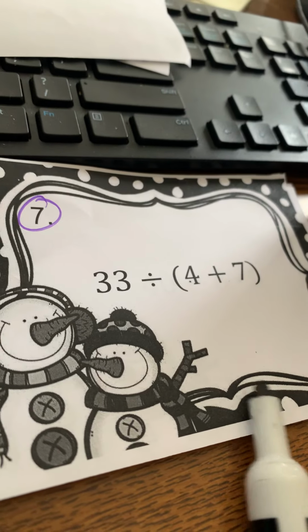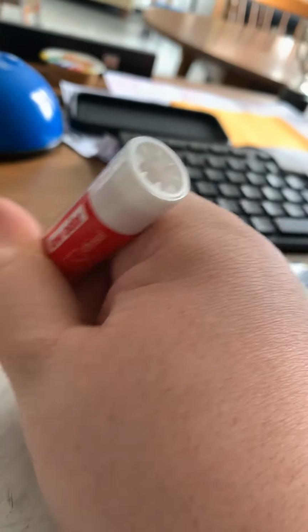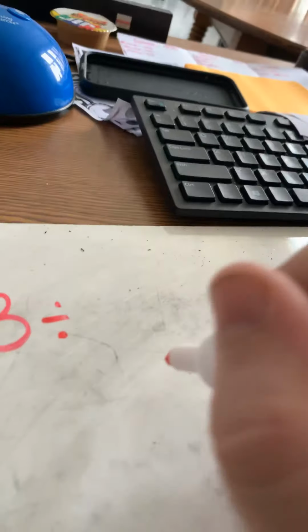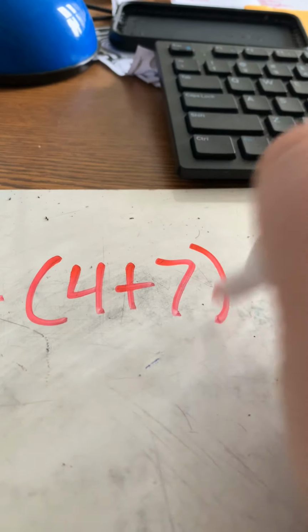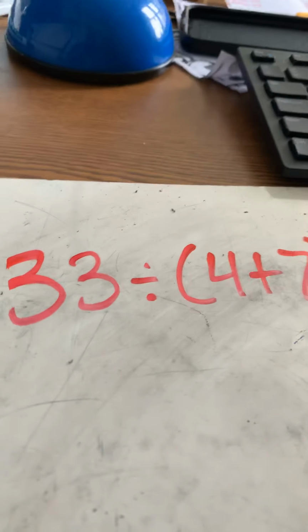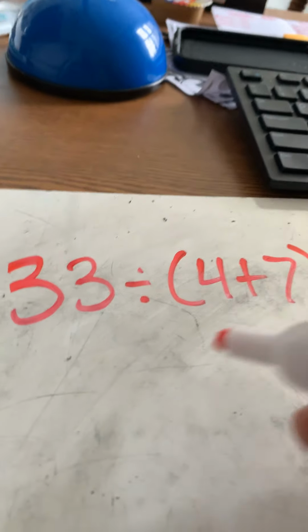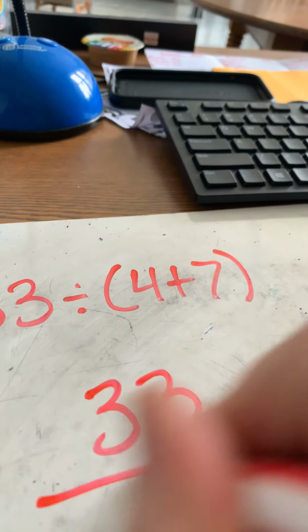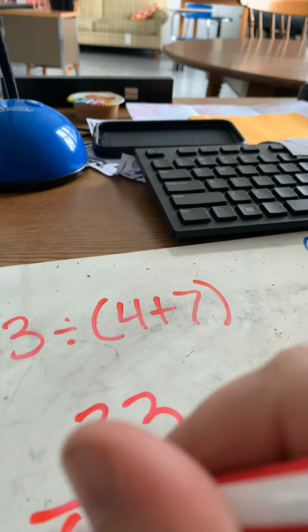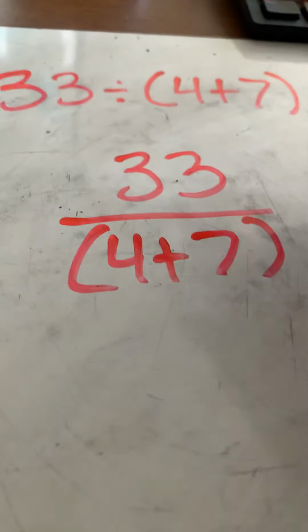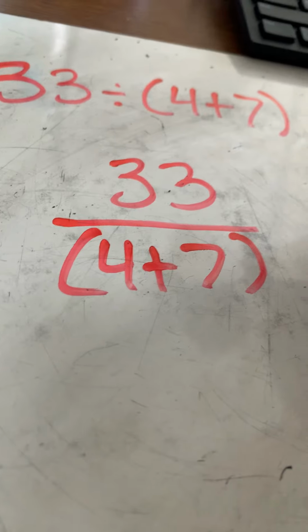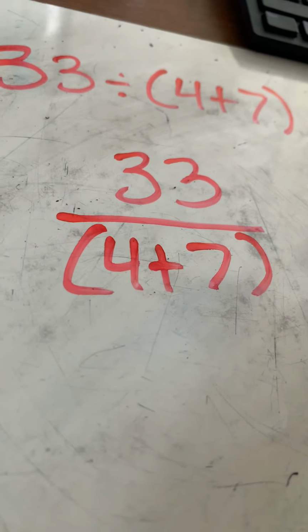Same thing for number 7. Okay. So I have 33 divided by parentheses 4 plus 7. Now, you may also see this written as 33 and a fraction bar, 4 plus 7. It means the same thing, okay? But I still have to get rid of that parentheses.